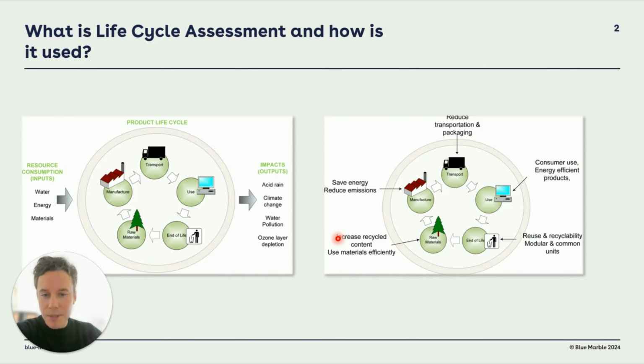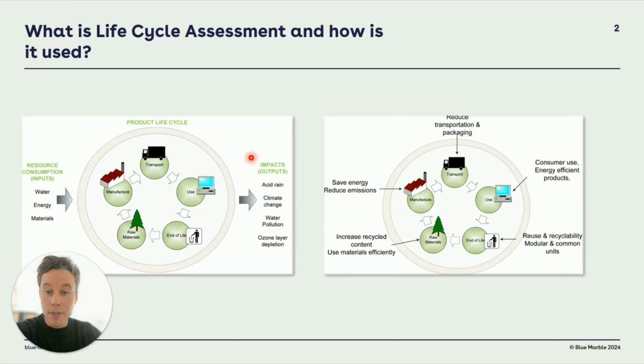In order to understand what an EPD is, first of all we need to have a basic understanding of life cycle assessment. This diagram here on the left is a visualization of the life cycle of a typical product. It starts with raw materials, then the product is manufactured, there's transportation involved, the product is used, and then it reaches the end of its life. And at each of those life cycle stages, resources are consumed, and that may be water, certainly energy, and certainly materials.